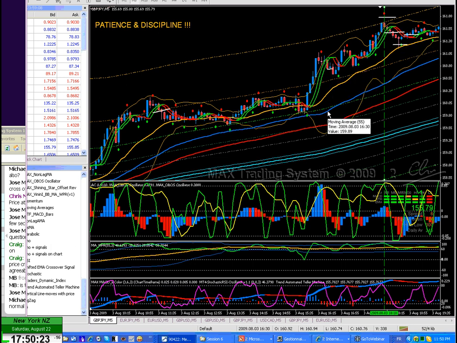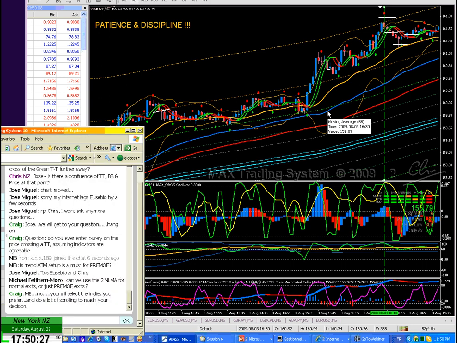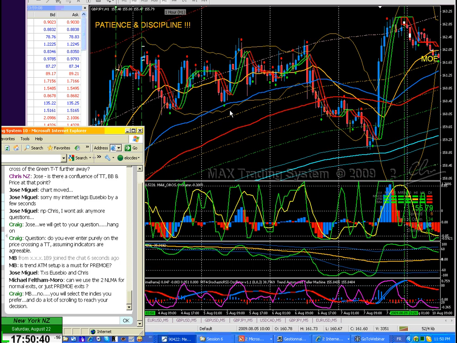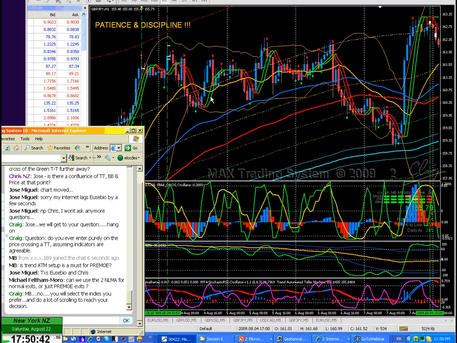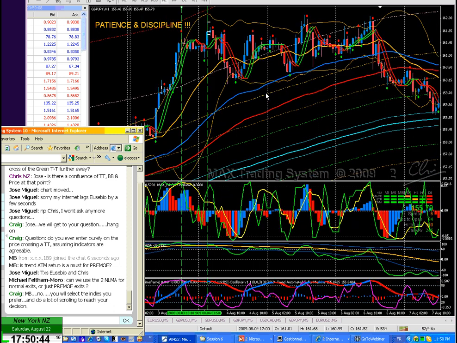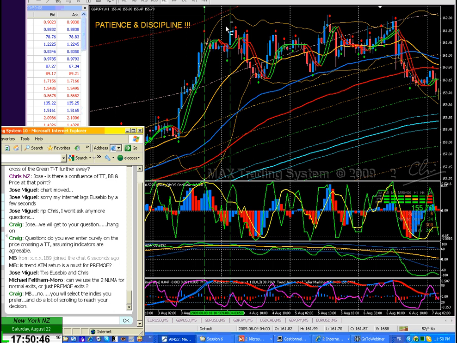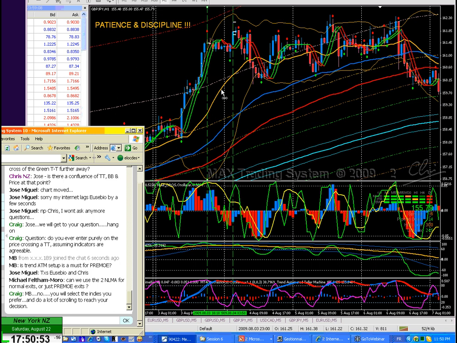Can you use the two non-lag moving averages as a normal exit or just primo exit? You can also use the non-lag as a normal exit, and this will be very useful for higher time frames. Let's take, for example, the H1 time frame. You can see that on the H1 time frame you have, of course, larger movement.